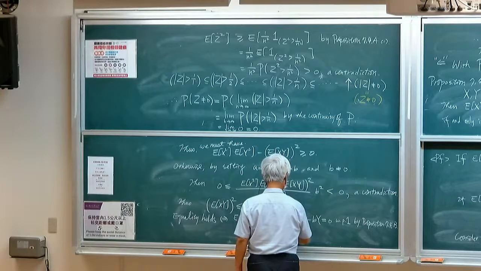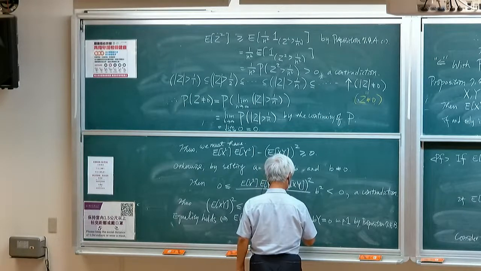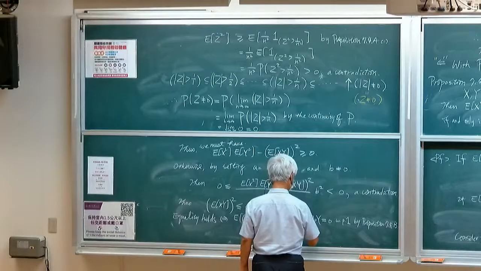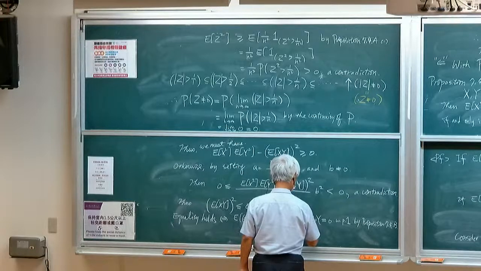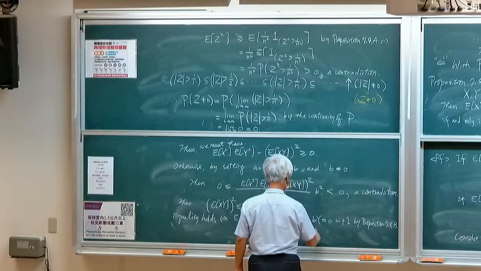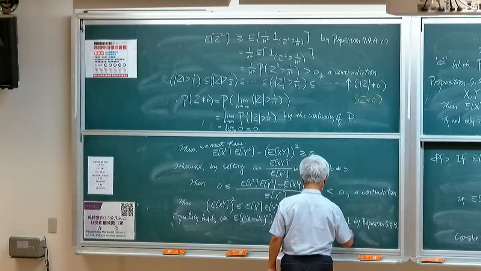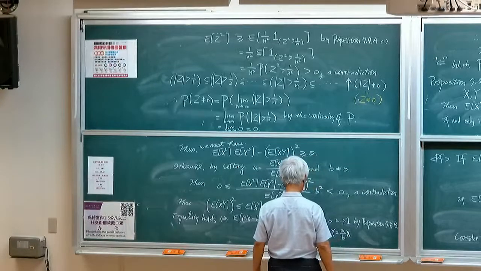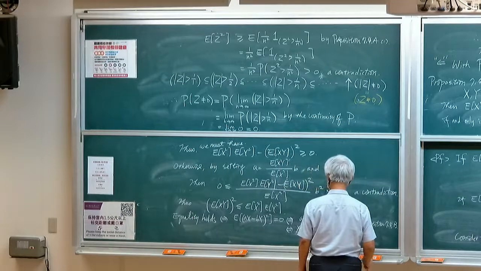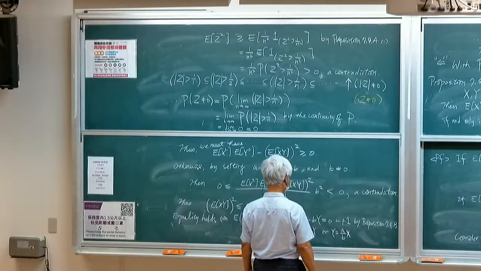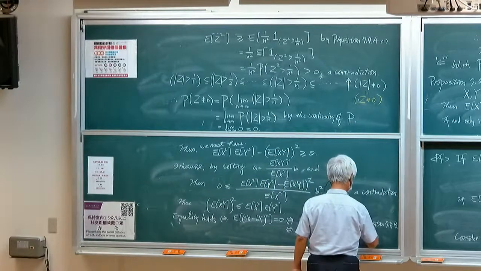Okay. So this is if and only if x is equal to (b/a) y, or y equal to (a/b) x, with probability 1.